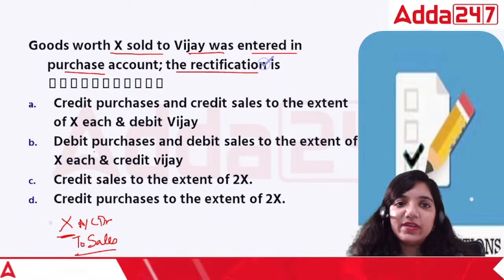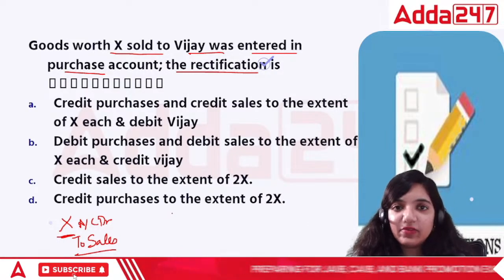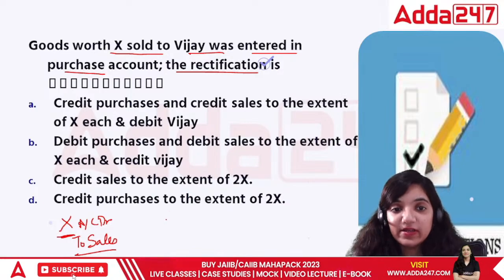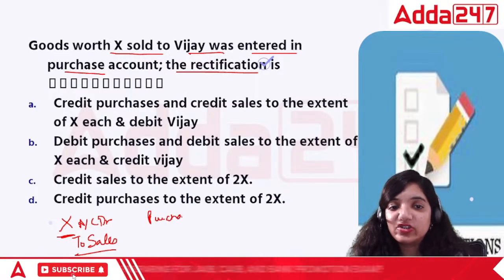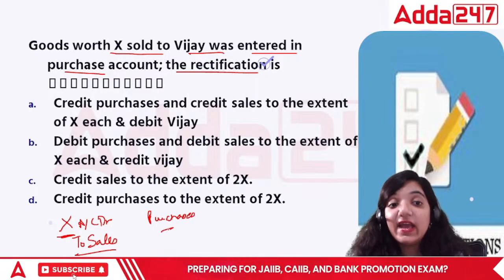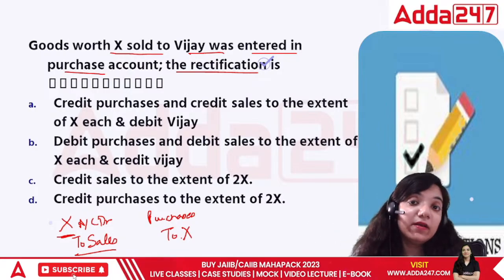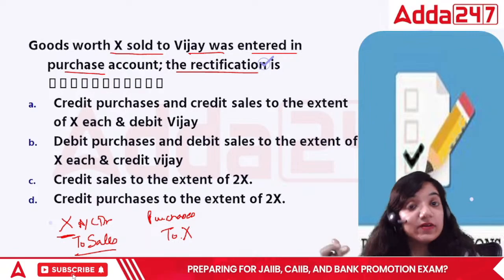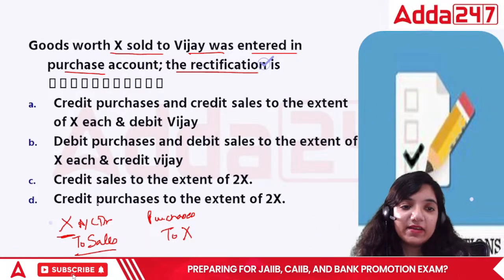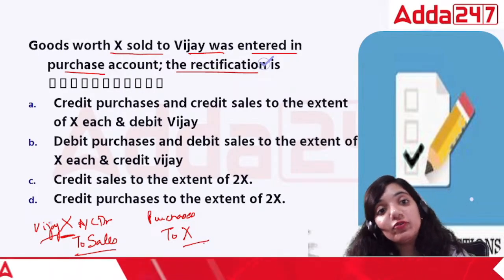Goods worth rupees X were sold to this particular person, but I have noted it as purchases. So it is a sale situation, but I noted that I have purchased goods from this person, and I have to pay him. Earlier he was someone from whom I was supposed to get money. Goods were sold to Vijay. I should be saying, Mr. Vijay, I have to get money from you, and now I have noted as if I have to pay him.